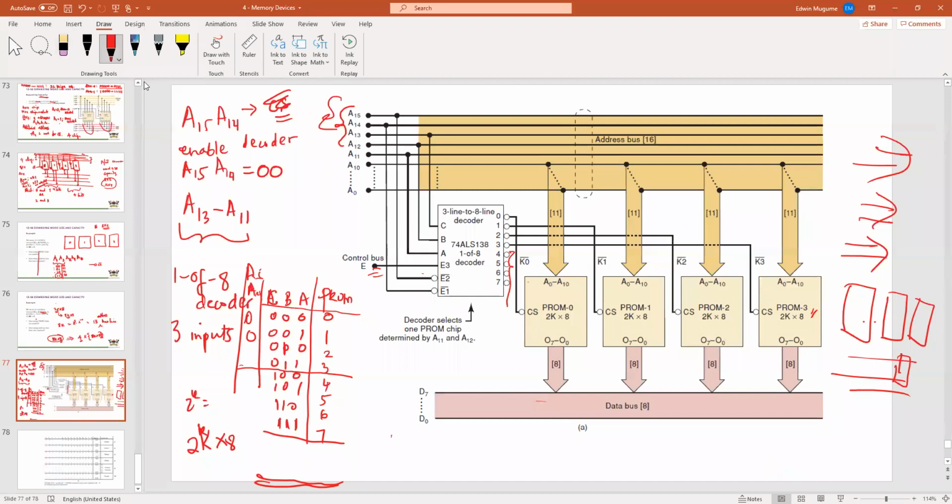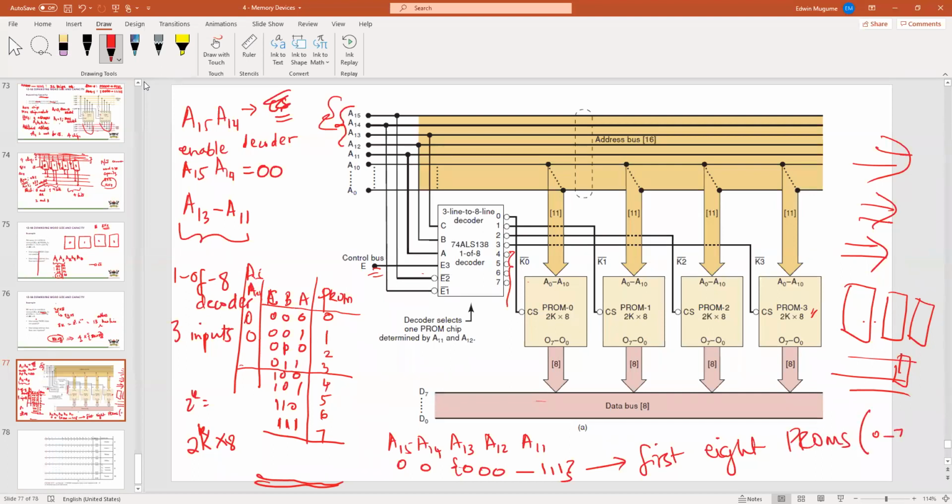So what if my A3, that means that if A15, A14, A13, A12, A11. So this one is 00, and A13 can change, we have seen, from 000 to 111. This will select the first eight proms, or from prom zero to prom seven. Obviously, we have seen that for up to prom three, we only need to stop at 0011. But imagine we had added those.